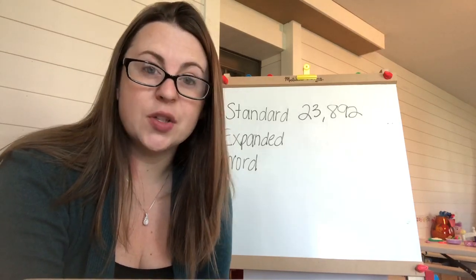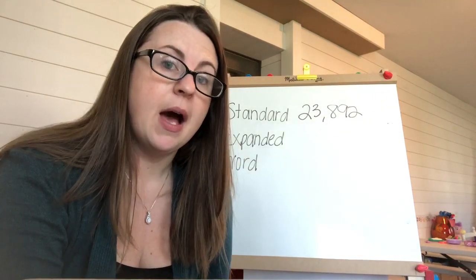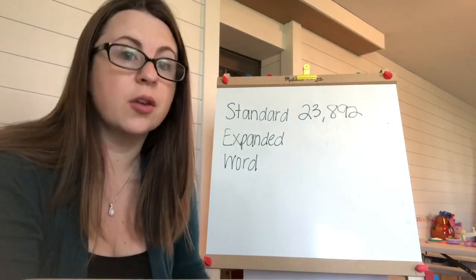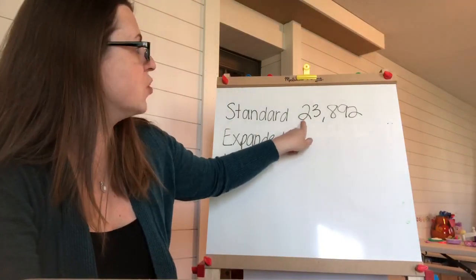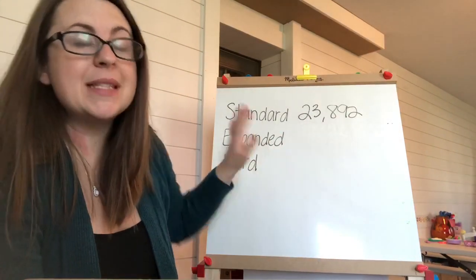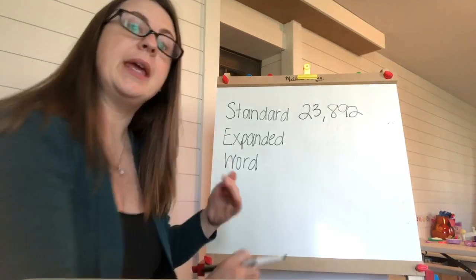On page 21, it starts with a standard and expanded form. Just a refresher for standard, expanded, and word form. Standard form is your regular number. As you see here, I have 23,892. Expanded form is taking each place value and breaking it up.